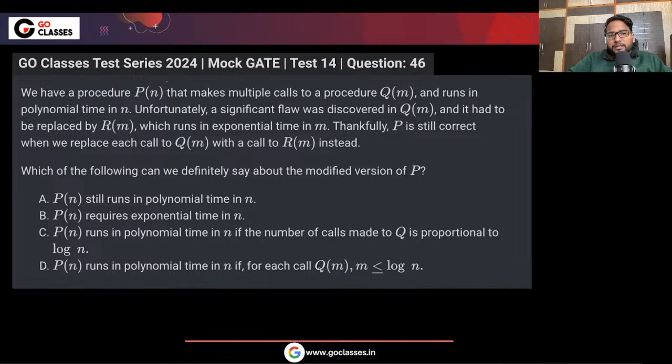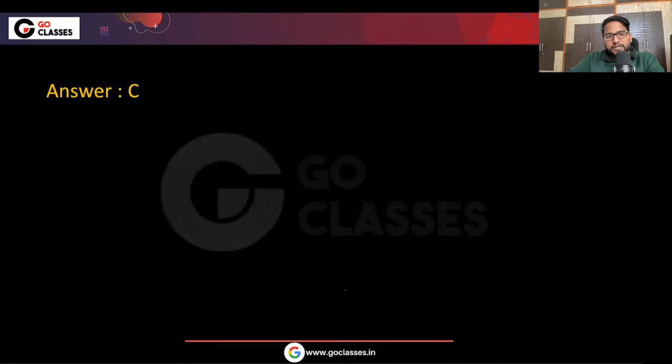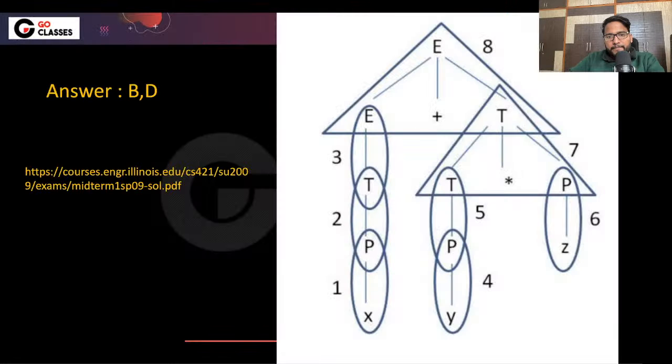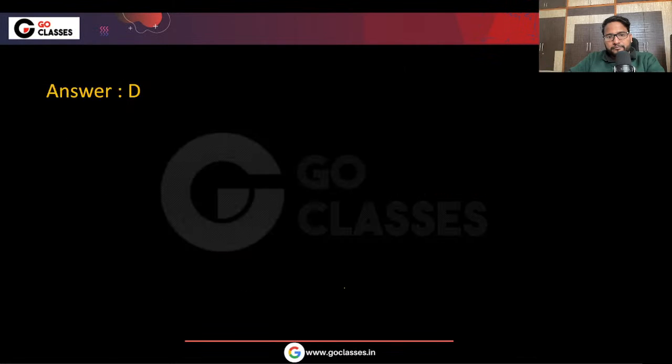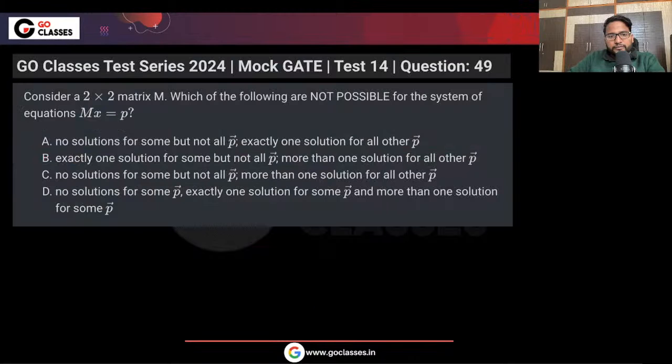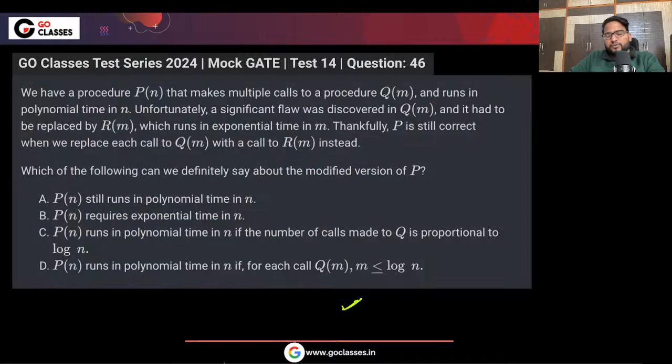What they're saying is that PN makes multiple calls to the procedure QM. Okay, so see, this question I think is a little nice, right? 46, and then this was an easy one. This is also easy to understand. Okay, so let's just solve this question. I think this is one of the nice questions.